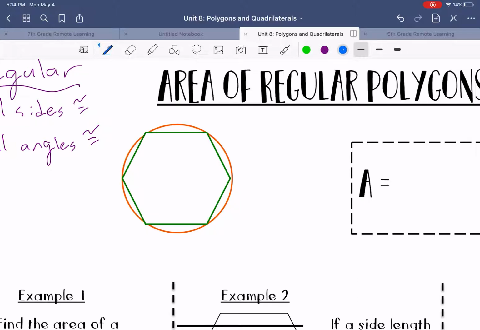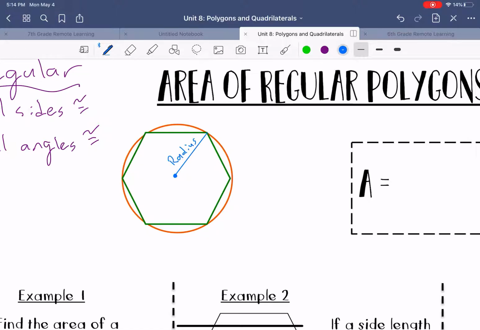area. So I'm going to mark the center, roughly, of this polygon. This is simultaneously the center of this green hexagon that I have here and the orange circle that is circumscribed around it. The first piece is I can draw a line from the center to a vertex. And when I do that, I have drawn a radius.